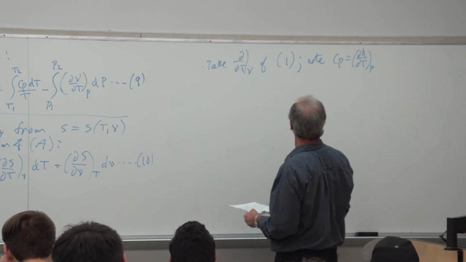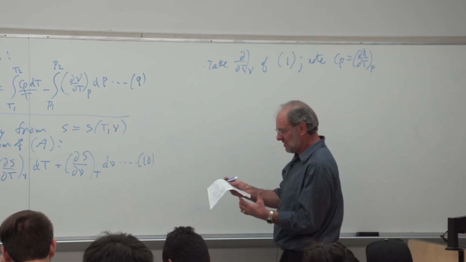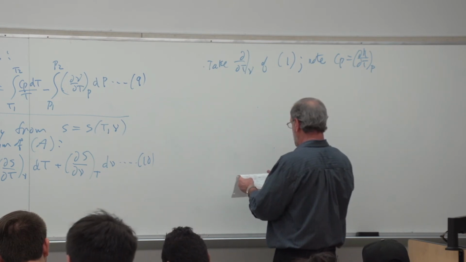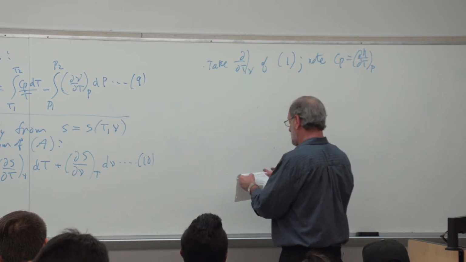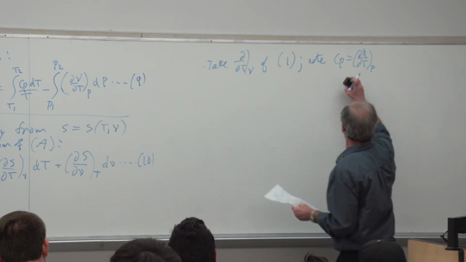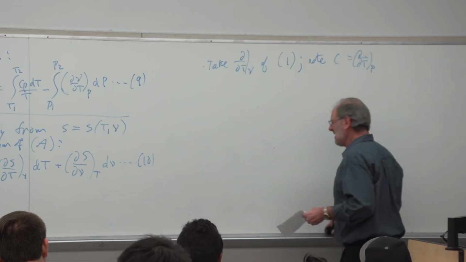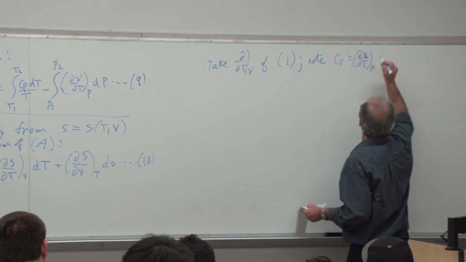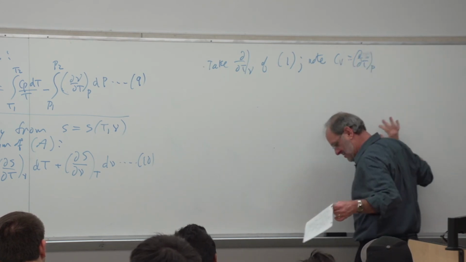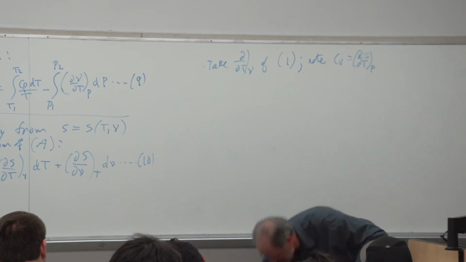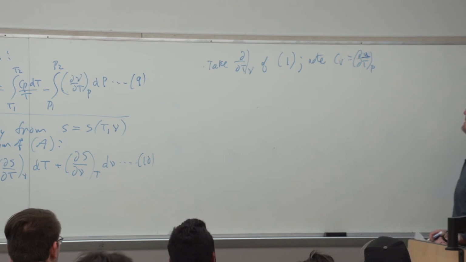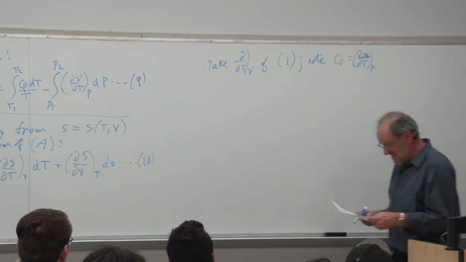I'm sorry, my notes are a little confused. No, I use Cp for that equation. This one I need Cv. In fact, I said Cv, but then I wrote Cp. Sorry about that. Okay, so Cv is (∂U/∂T) at constant v. This we know.